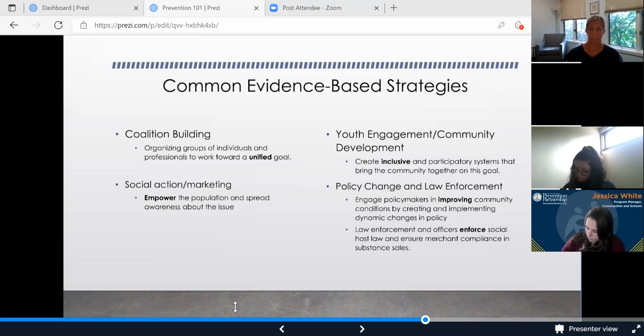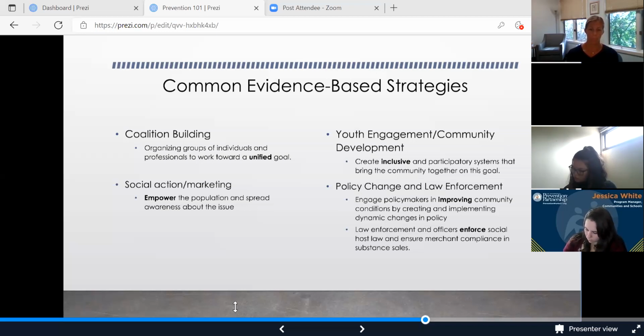And we want more professionals, more individuals to get on board with that goal so that we can work through that. Youth engagement and community development. So we want to create inclusive and participatory systems so that the community itself can participate and get to the goal with us, as well as themselves. In case we have sustainability in our program, the community is able to be sufficient and help themselves as far as this. So we have youth engagement as well, and we want to have a positive youth engagement and perspective to have an effective prevention program.